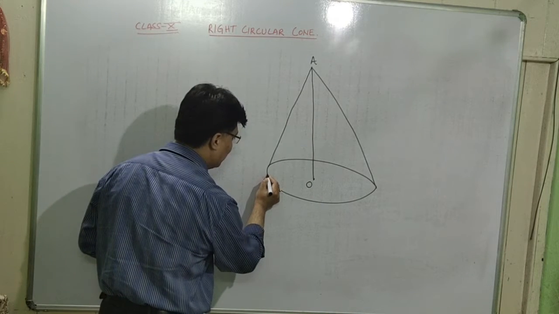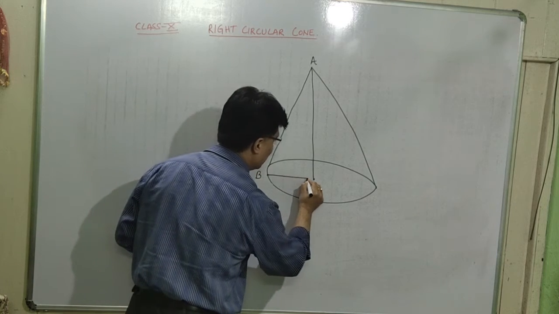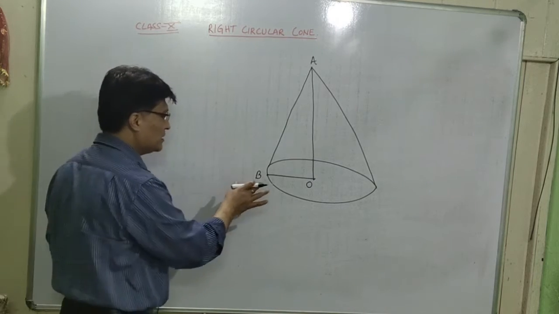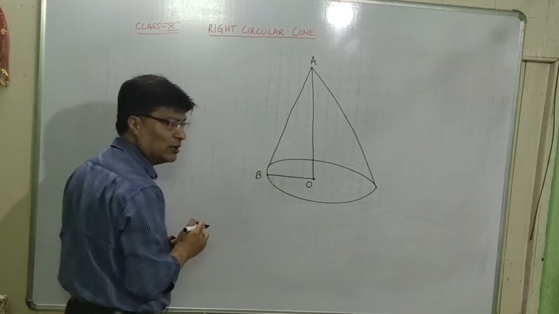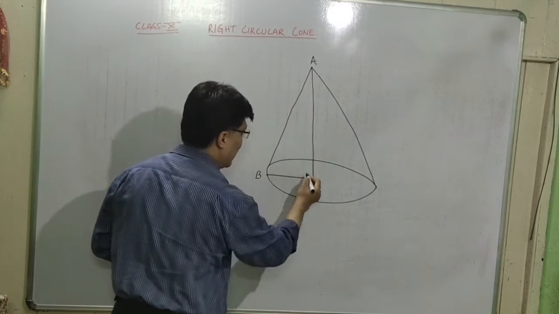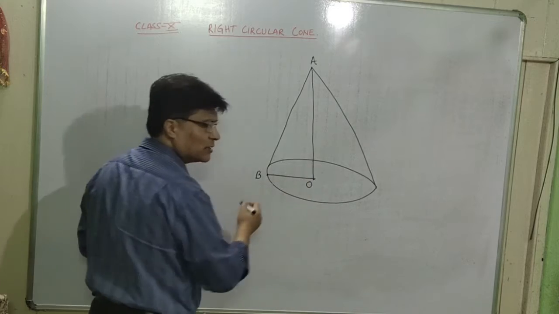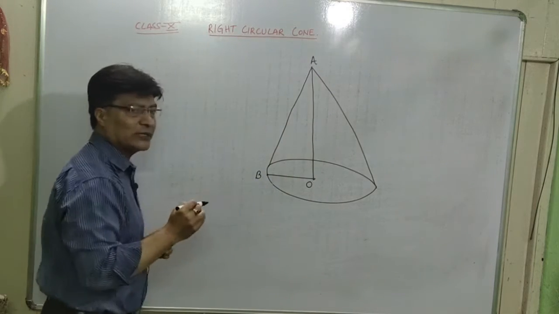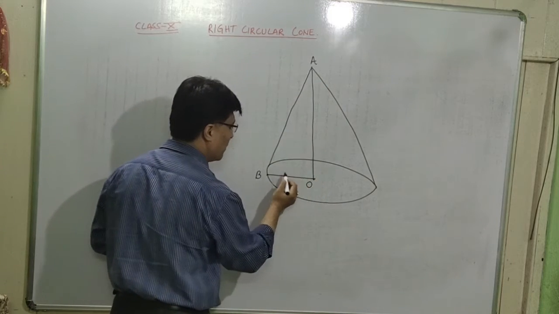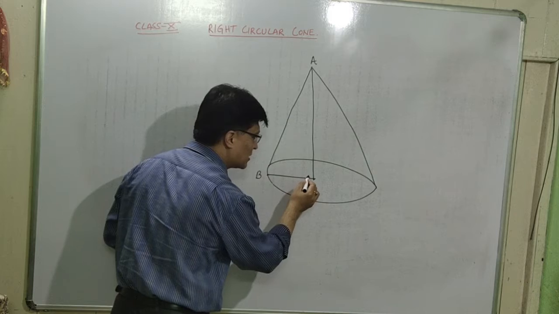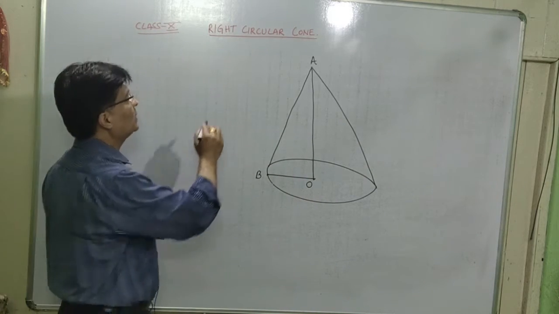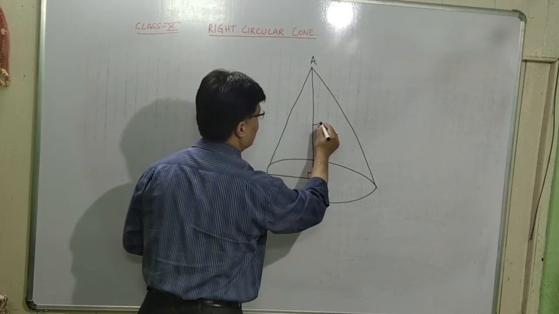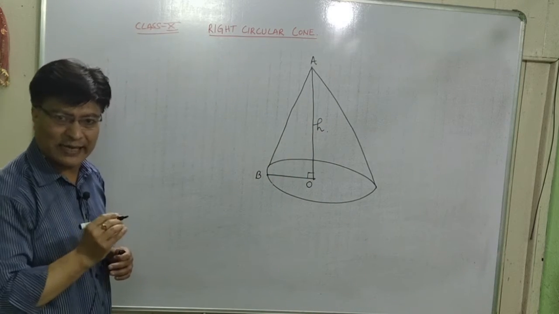And suppose this is the point B, and this OB is the radius of the circular base of the cone. Okay, now since this AO is perpendicular to every radius on this circle, this AO is also known as the height of the cone, and this height of the cone AO is perpendicular to every radius that passes through the center of this cone. So that's why this cone is known as right circular cone. So this is always perpendicular. So this is known as the vertical height H of the cone.